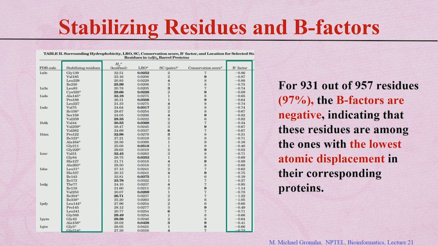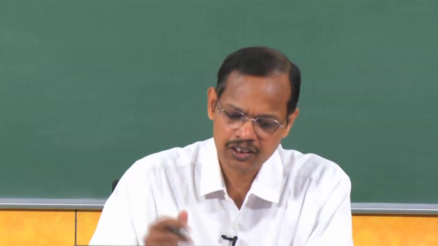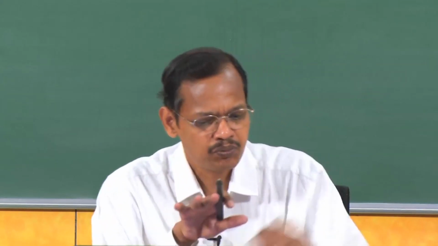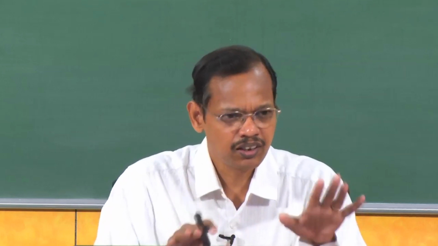Here you see the B factors, they are negative, indicating that they are among the residues which have the lowest atomic displacement in the corresponding proteins. We can calculate the average B factor. So, here you can see they have negative B factors. So, they are important for the stability, and most of the residues, for example 97% of the residues, have negative values. So, then we can see that okay, these are also probably stabilizing residues in protein structures.